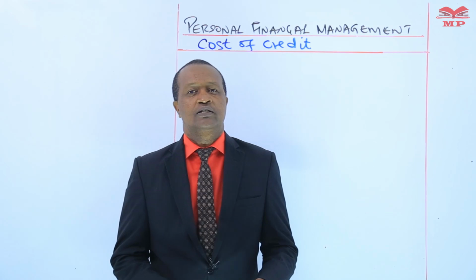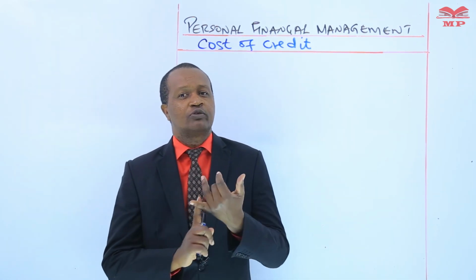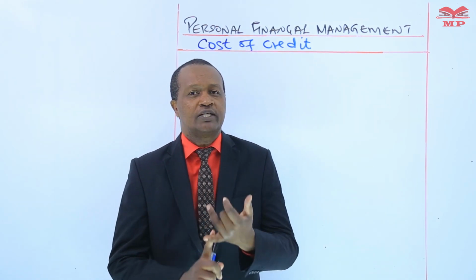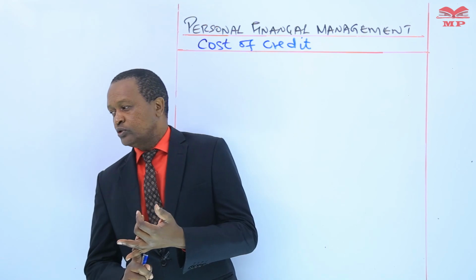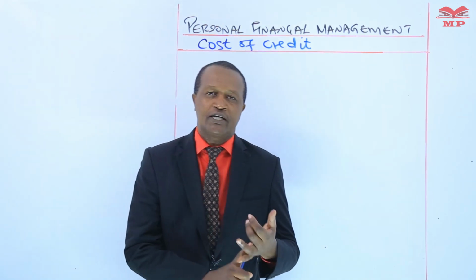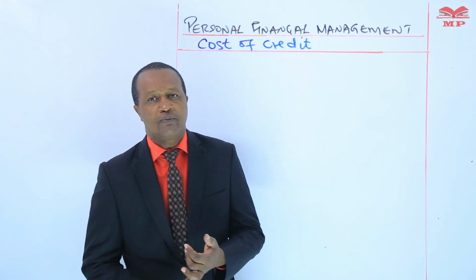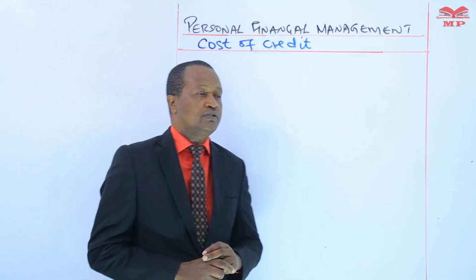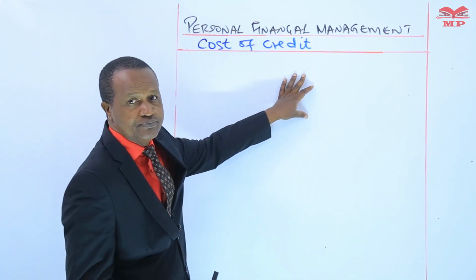And the lesson objectives are: 1, by the end of this lesson, you should be able to outline the components of cost of credit. Number 2, you should be able to explain the impact of cost of credit on personal financial management. Those are the 2 lesson objectives on the subtopic cost of credit.